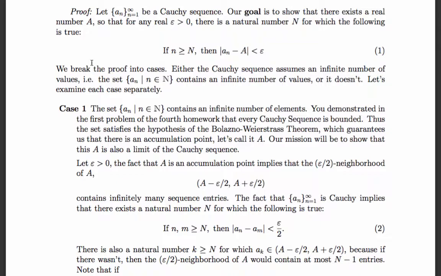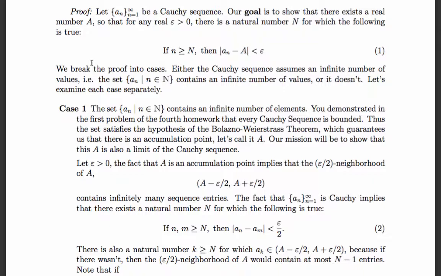Our mission is to show that this A is also the limit of the Cauchy sequence, right? So we're assuming it's an accumulation point of the set of values. Now we have to show it's a limit of the sequence. Okay, so we'll start with an arbitrary positive epsilon. Let epsilon be positive, arbitrary. The fact that A is an accumulation point implies that every neighborhood of A contains an infinite number of values. So certainly the epsilon over 2 neighborhood of A contains infinitely many sequence entries.